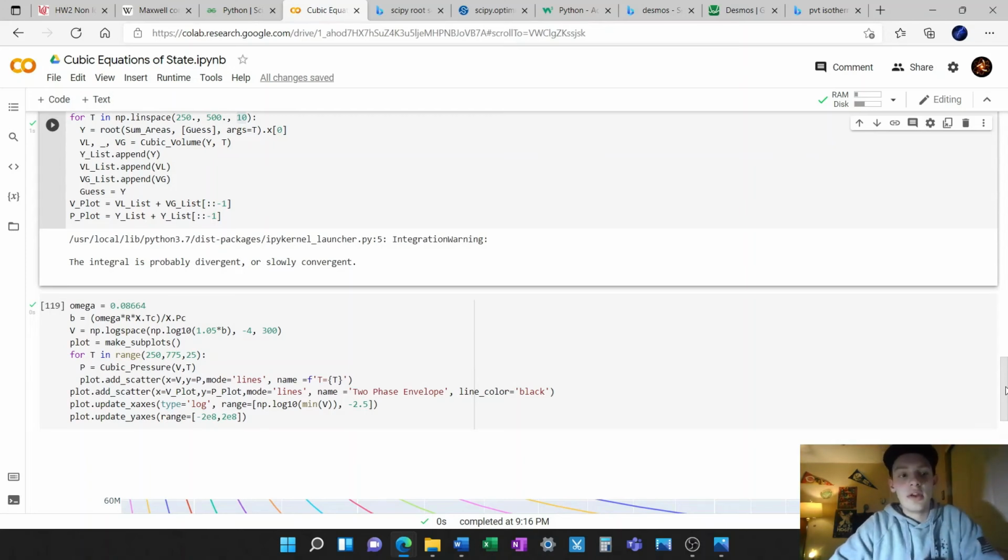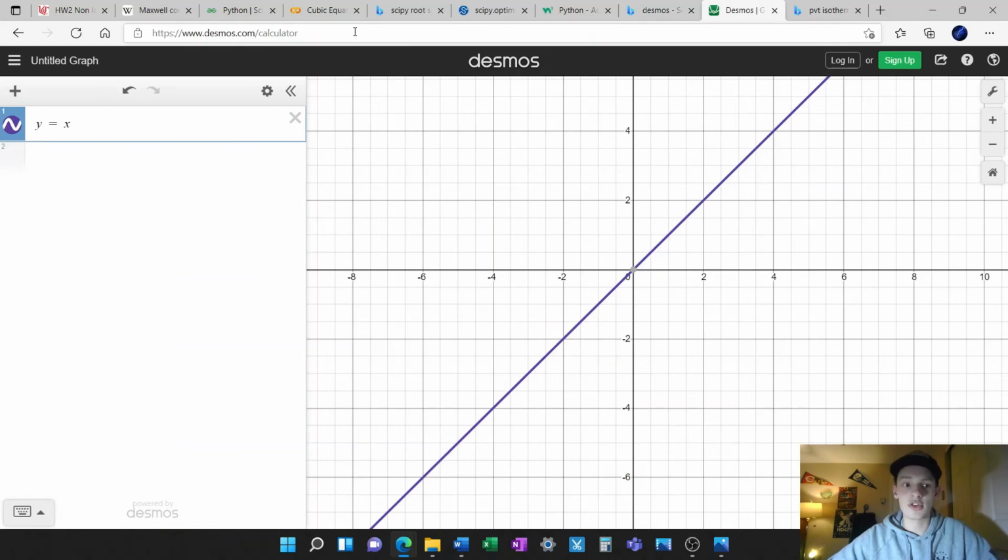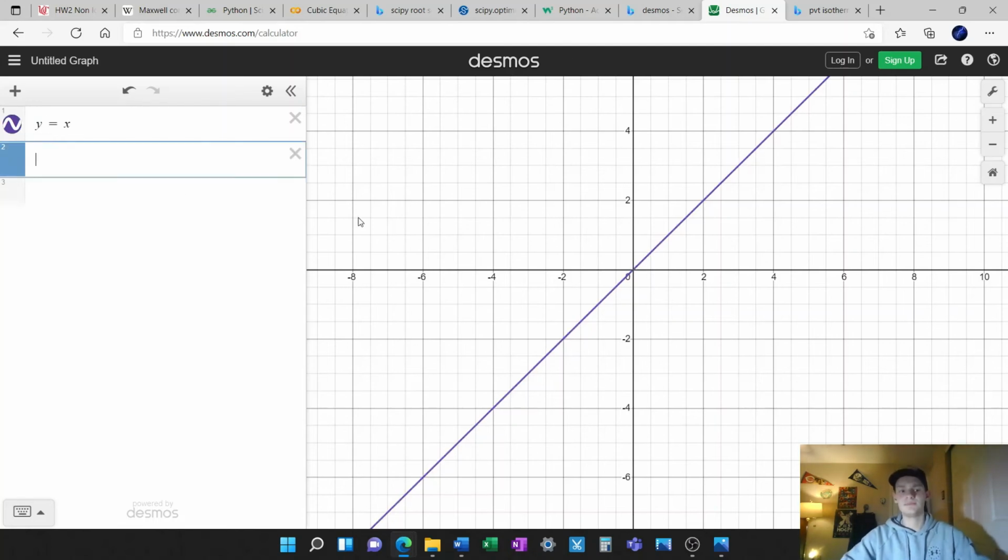So this shouldn't be too bad of a fix. All we need to do is have temperature depend on a different variable that we can adjust, and then that way we can control the way in which temperature changes. In other words, I'm going to use Desmos to make some sort of function that we can use to model the changes in temperature. So temperature would be our dependent variable, and I have this in here. So it'd be y equals x when we're using linspace. So that's not what we want to use.